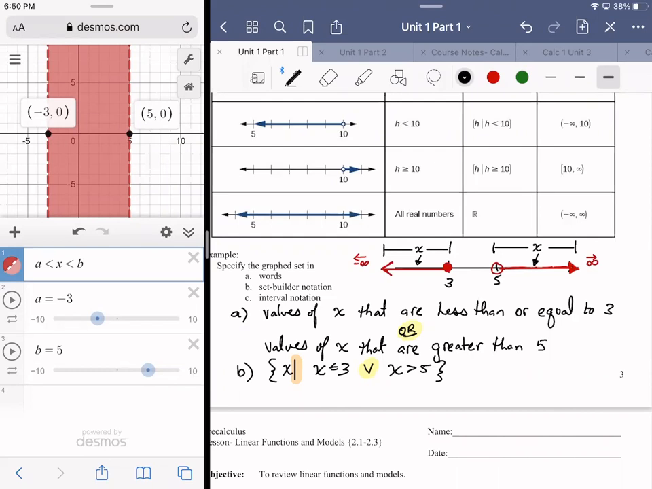And then the last type of notation is the interval notation, which was really the whole purpose of all of this. X is less than or equal to 3. So on my number line, that's telling me that I'm going from negative infinity to 3. Parentheses for infinity always. That 3 is a solid point, so it's going to get a square bracket.